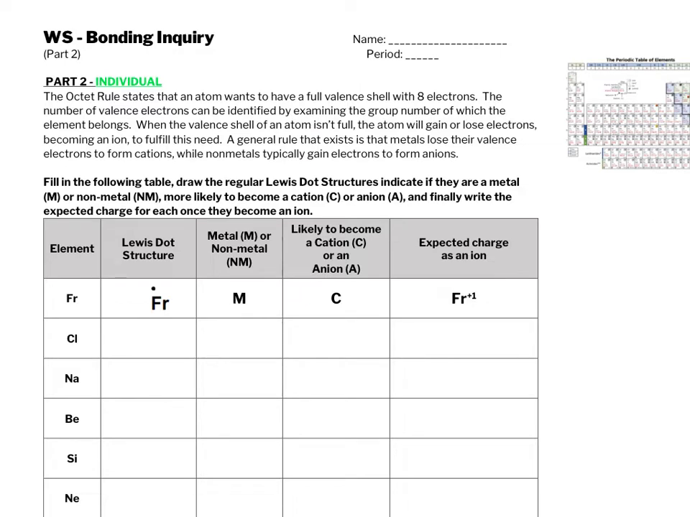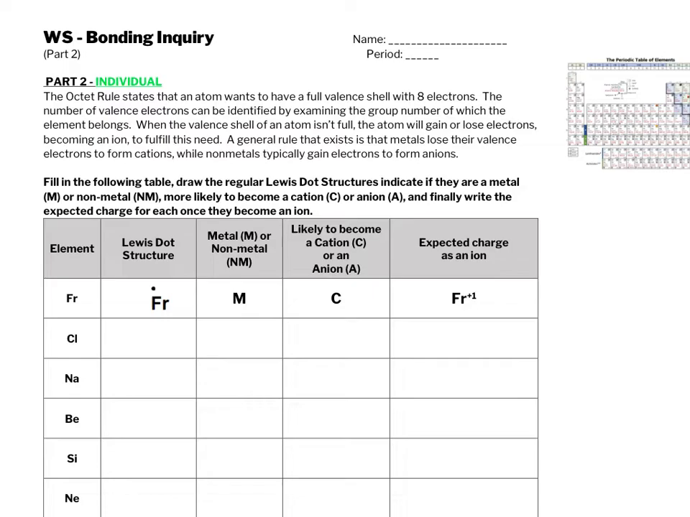Okay, this one will be a little bit more about covalent compounds. All right, but let's read here. The octet rule states that an atom wants to have a full valence shell with 8 electrons. The number of valence electrons can be identified by examining the group number in which the element belongs. When the valence shell of an atom isn't full, the atom will gain or lose electrons, becoming an ion to fulfill this need. A general rule that exists is that metals lose valence electrons and form cations, while nonmetals typically gain electrons and form anions.